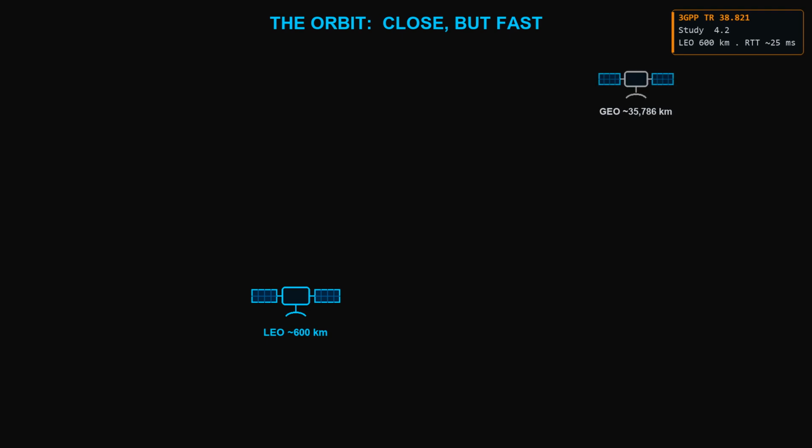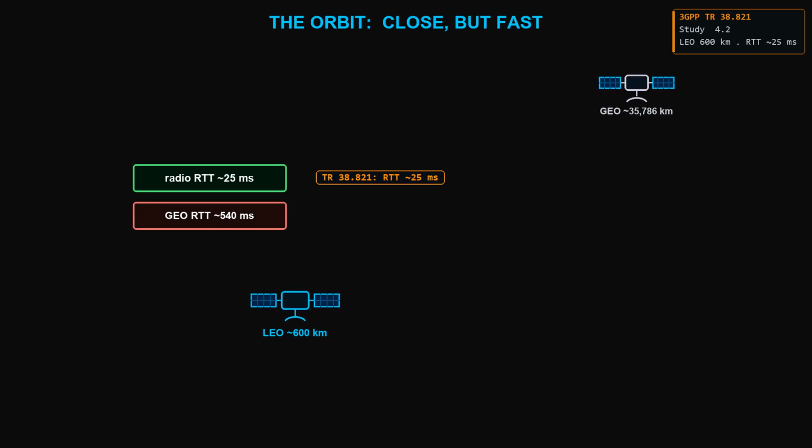A low Earth satellite for 5G sits around 600 kilometers up, sometimes 1,200, compared to a geostationary satellite at nearly 36,000. Being roughly 60 times closer has one gorgeous payoff: latency. The round trip to a 600-kilometer satellite is only about 25 milliseconds, against more than 500 at GEO. That is a different universe for anything interactive.